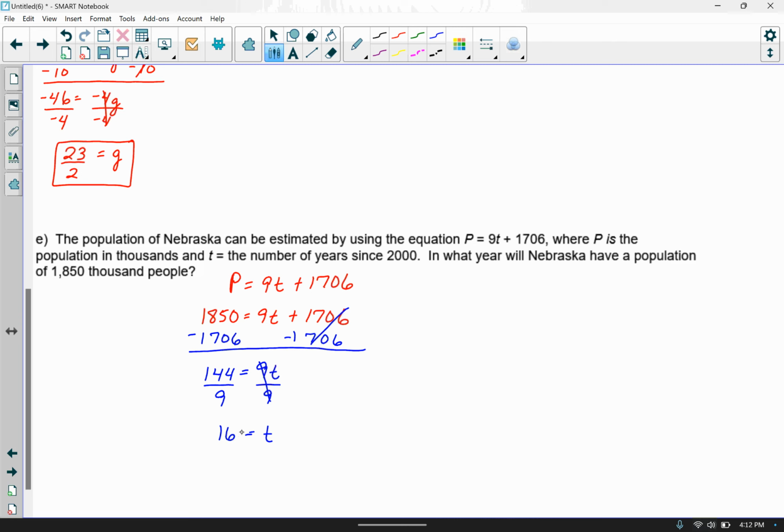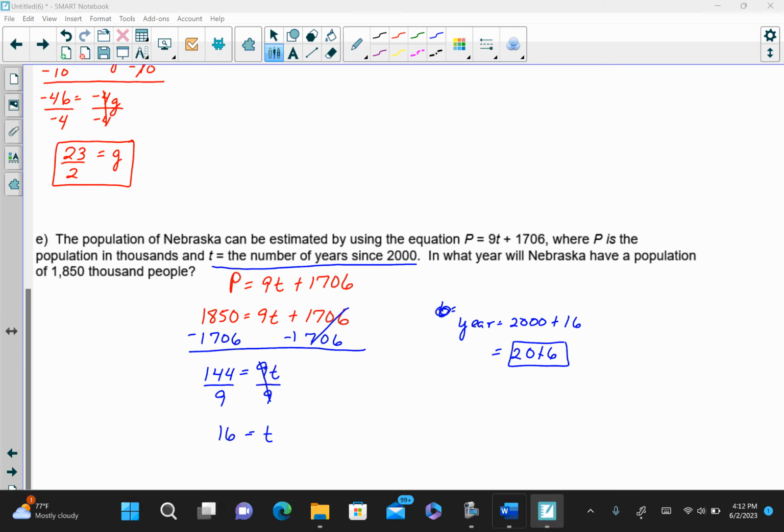So remember, that's 16 years. T represents the number of years since 2000. So to figure out then what year we're talking about, T is 16, but the year itself would be equal to 2000 plus the 16 that we got, or the year 2016. That would be my final answer, the actual year itself. Okay, all right, that finishes up this section.